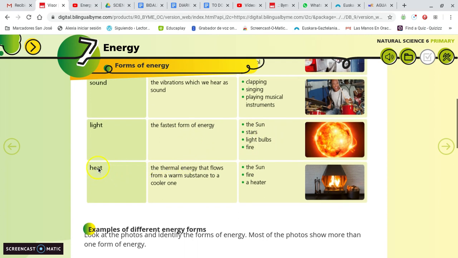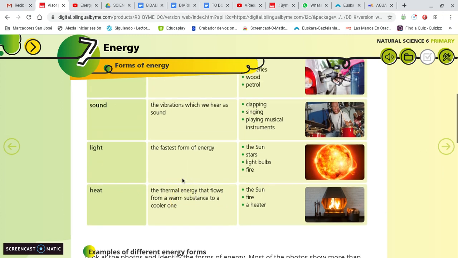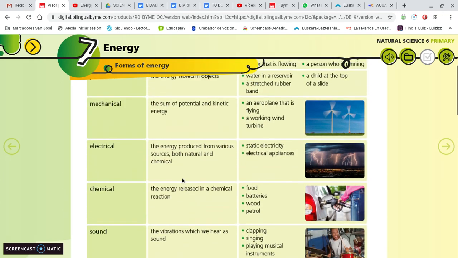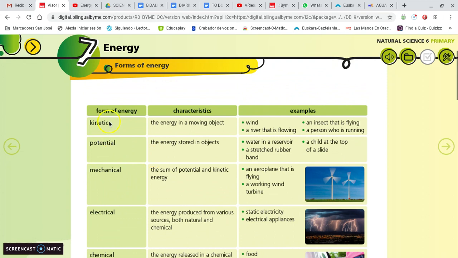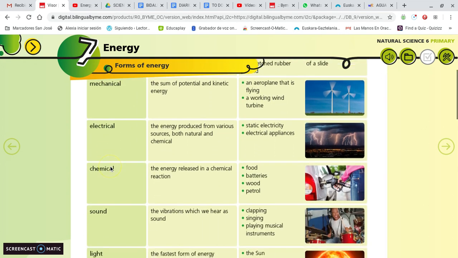And we have heat, changes in temperature when the temperature goes up, right? And this thermal energy, we will see how it moves. Don't worry about that. We will speak about this. Heat comes from the sun, the fire, a heater. Okay, so here you have some of these forms of energy, right?